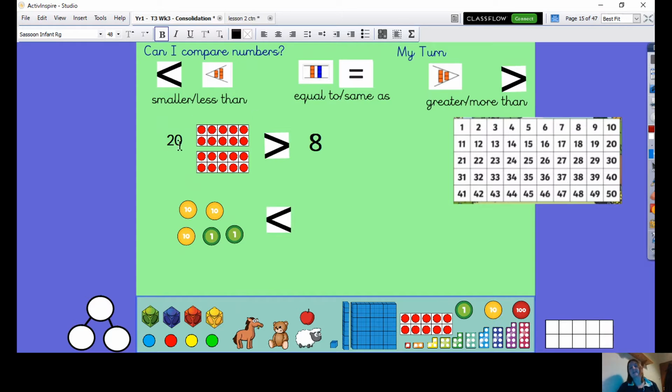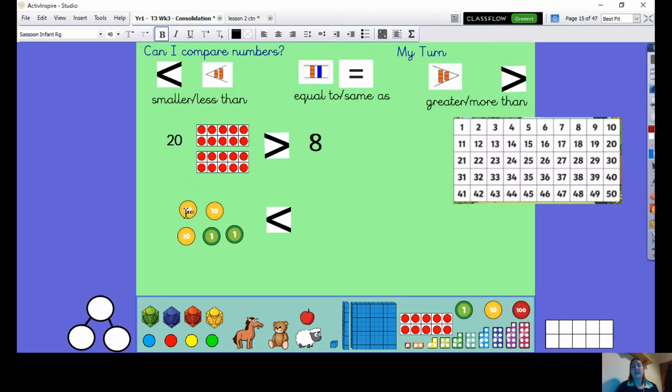So now if I read this, this says 20 is bigger than, greater than, more than 8. Or I could say 20 is more than 15. Or 20 is more than 2. And I'm sure you could come up with other numbers as well.